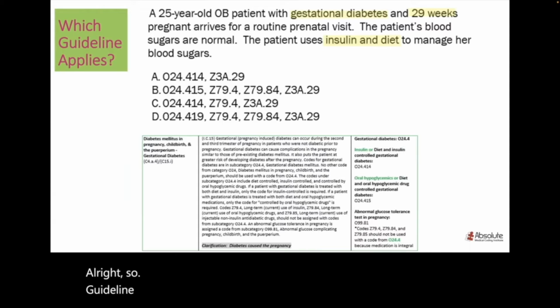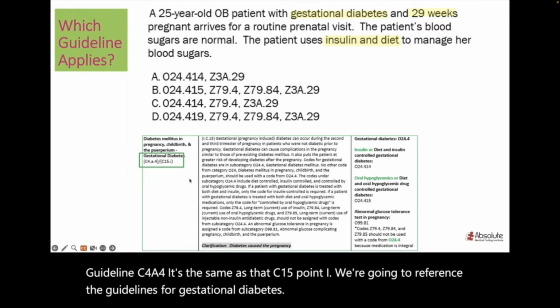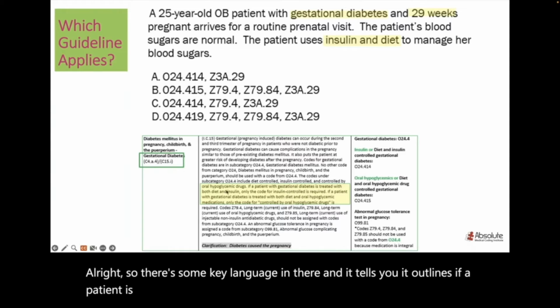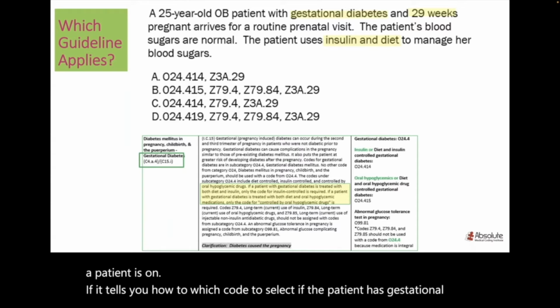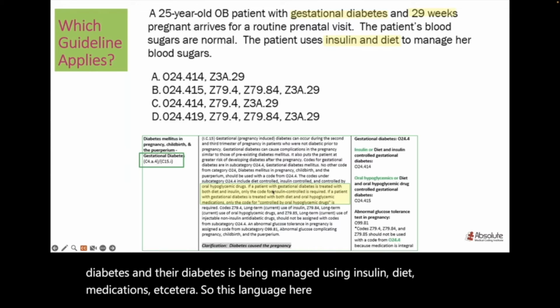So, guideline C4A4, it's the same as that C15.I. Yeah, we're going to reference the guidelines for gestational diabetes. All right, so there's some key language in there, and it tells you which code to select if the patient has gestational diabetes and their diabetes is being managed using insulin, diet, medications, etc. So this language here kind of helps us determine how to sequence things.